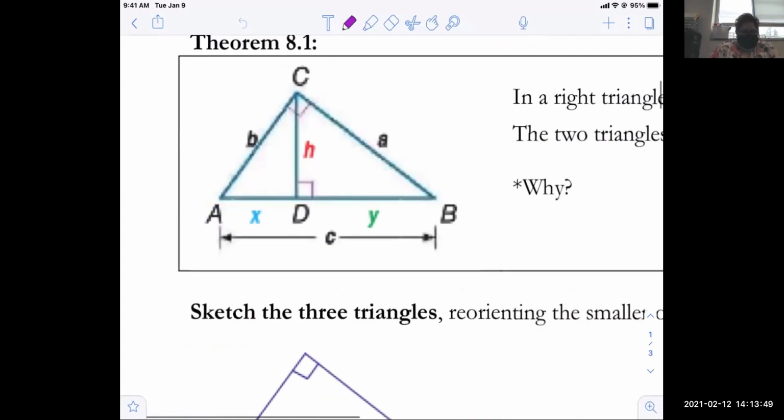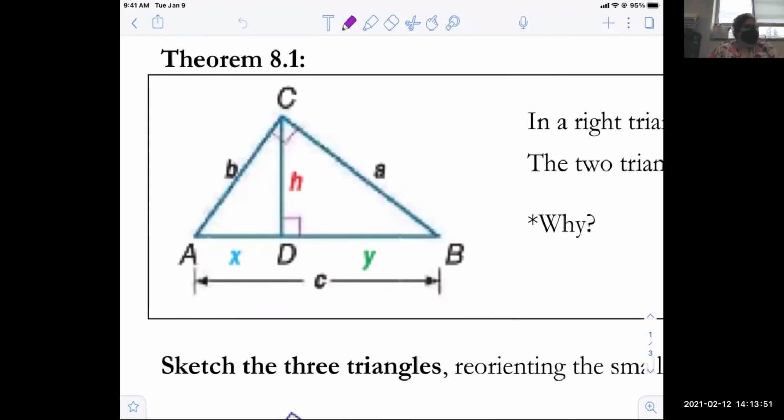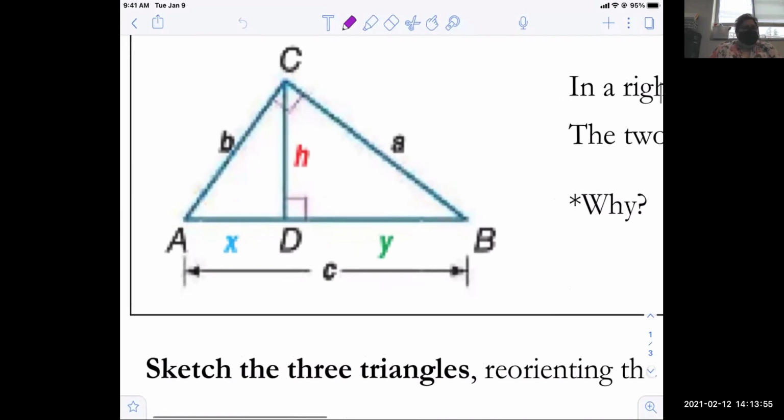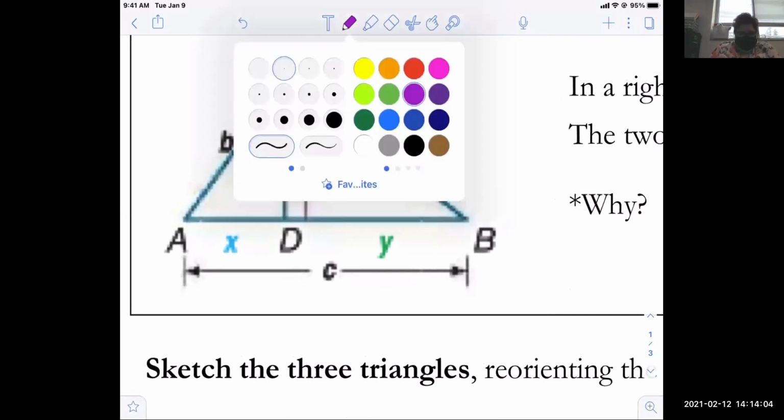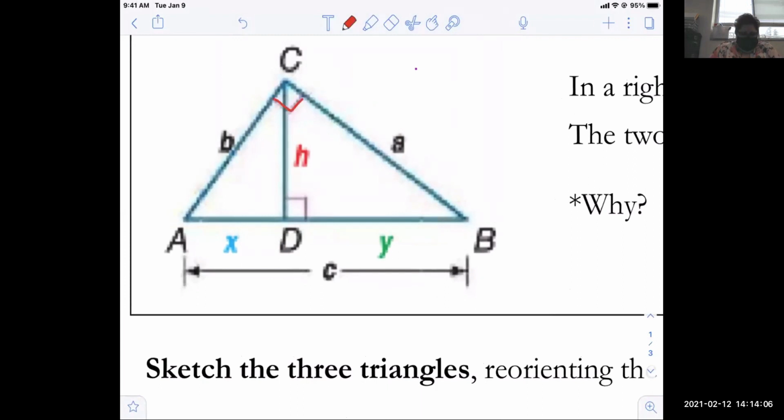The main idea of this lesson has to do with this picture right here. What we're looking at is a right triangle. ABC is a right triangle, if you can't see that right angle very well. At angle C on the big triangle, that's a right angle.